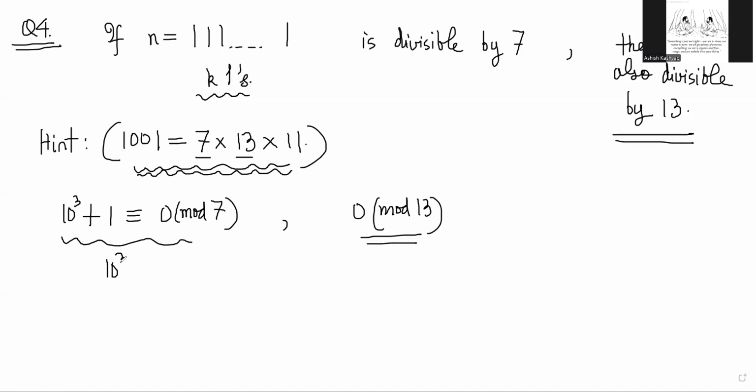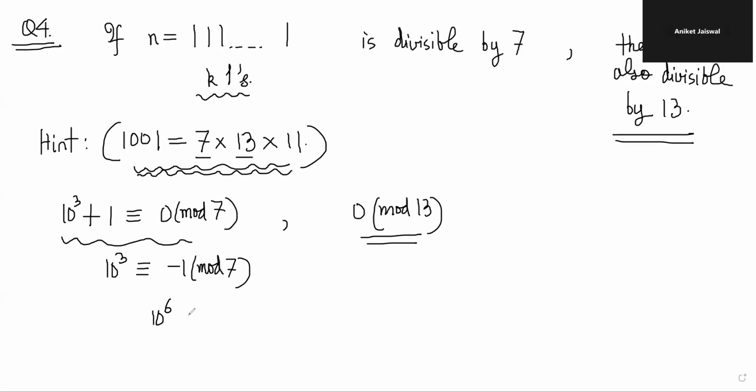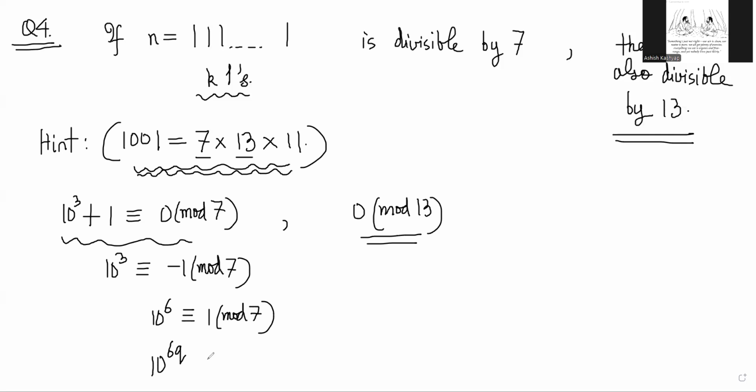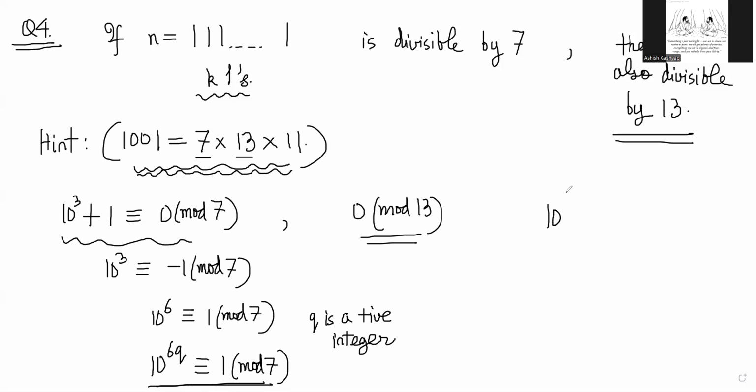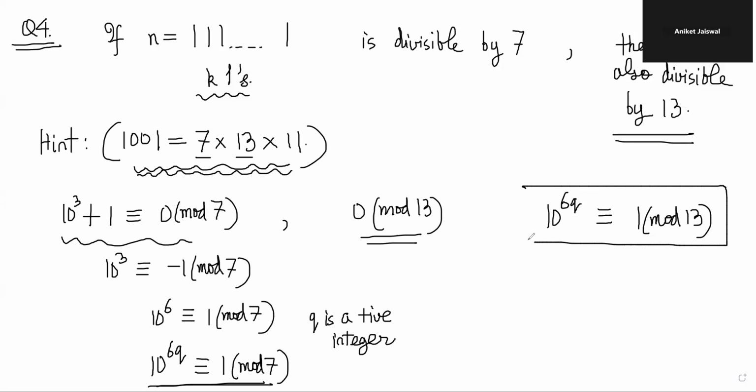So 10 cube is congruent to minus 1 mod 7, right? So 10 power 6 will be congruent to 1 mod 7. And we can raise this to the power q, where q is some integer, and we can say this will also be 1 mod 7, that is 10 power 6q, where q is some integer. Similarly, you can also say 10 power 6q is congruent to 1 mod 13. So we have these two facts right now.